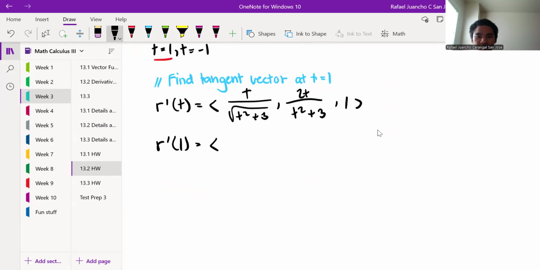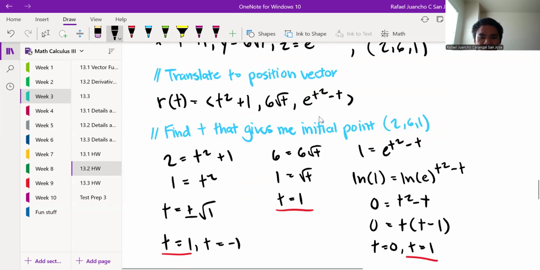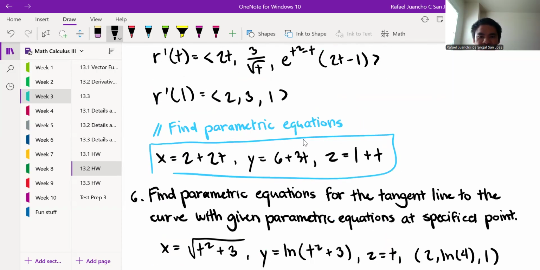That's it. Now we plug in 1 for t, and we just solve it normally. So we have 1 over square root of 3. Oh, crap. What am I doing? Not 1 over square root of 3. This is 1 squared, 1 plus 3, 4. So this is 1/2. And then this is 2 over 4, again a 1/2. I don't plug in anything in the z, so that's just 1. That's my tangent vector.